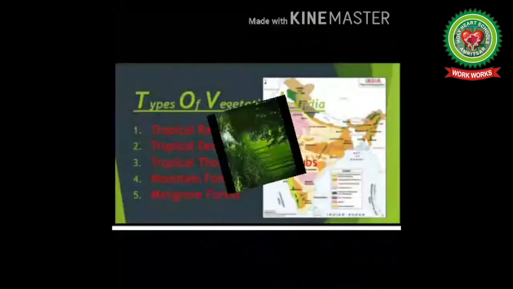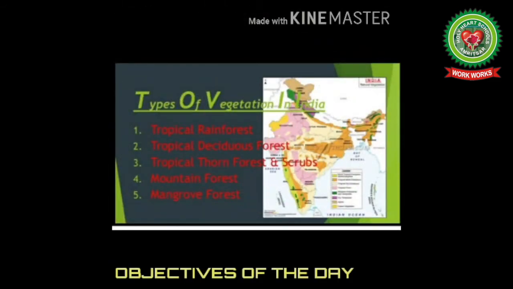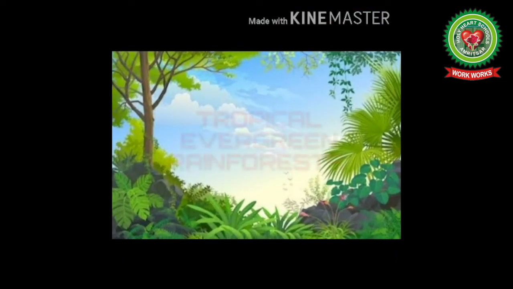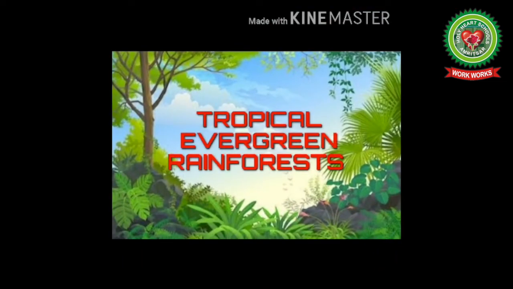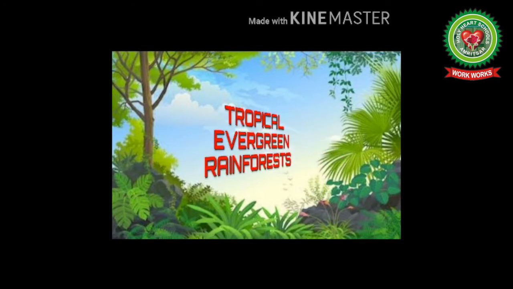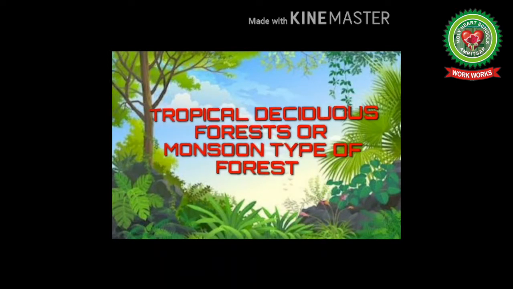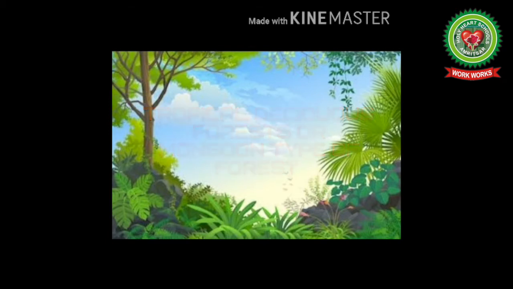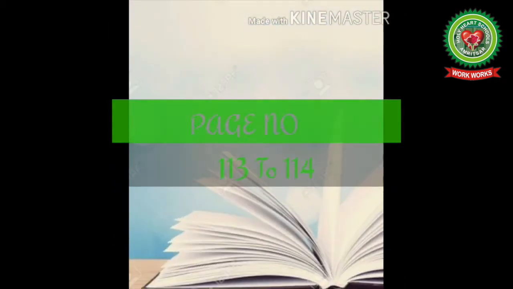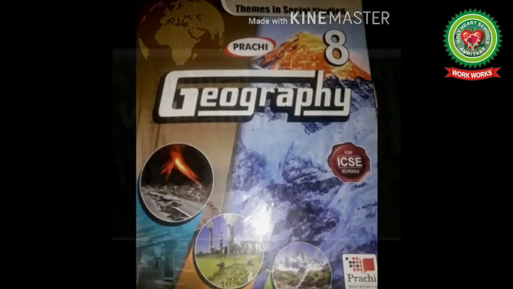So far we have discussed the natural vegetation of India. Objectives of the day are to discuss the types of vegetation in India. In this video, we are going to discuss tropical evergreen rainforests and tropical deciduous forest or monsoon type of forest, which is given on pages 113 to 114 of your geography book.